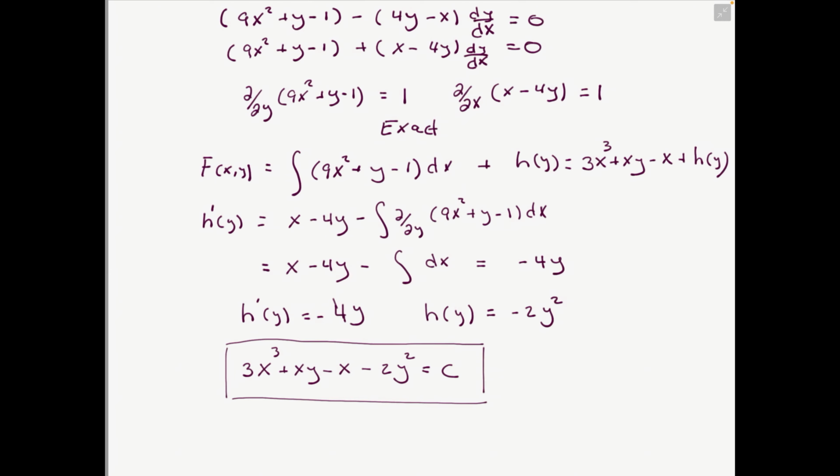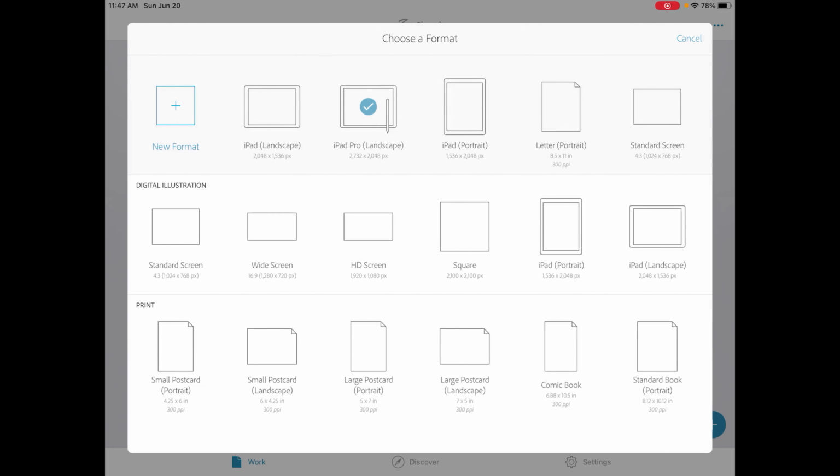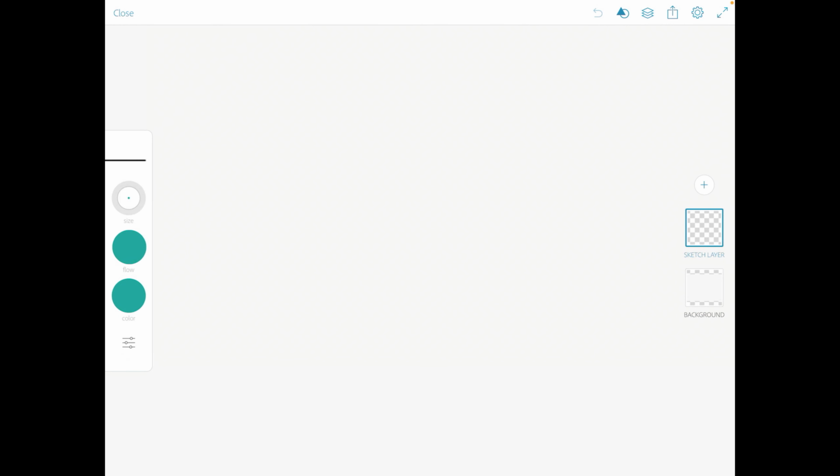Then our solution is 3x cubed plus xy minus x minus 2y squared equals a constant. And this is our solution. Still not too bad. We're dealing with polynomials of variables x and y.